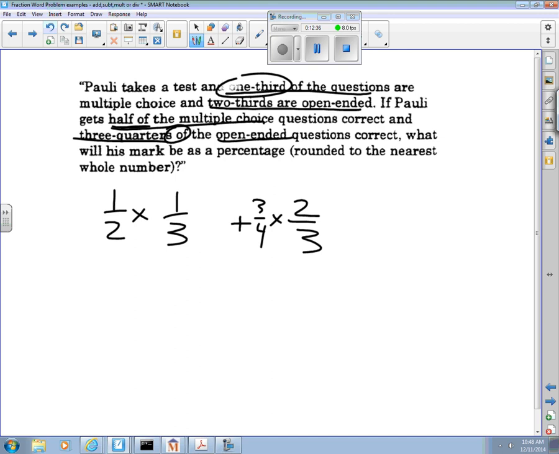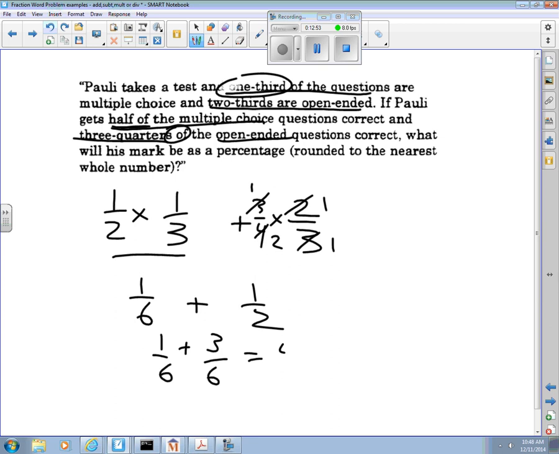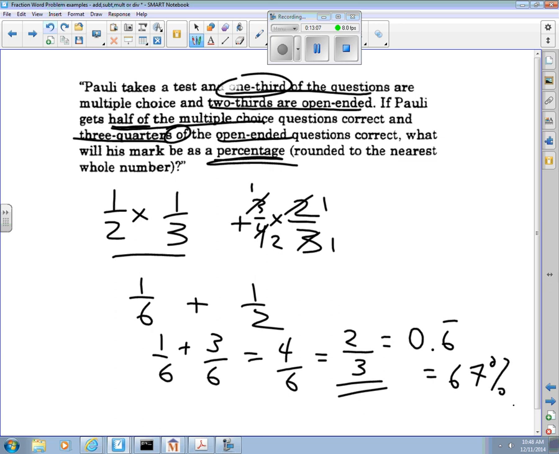Order of operations says I would do this multiply first, which is 1/6. This multiply second, which has a couple of cancels, and ends up being 1/2. Then I add the answer together. So 1/6 plus 1/2 needs a common denominator of 6, which makes 4/6, which simplifies to 2/3. But don't stop there. There is one more trick to this question. We want a percentage answer. So remember that 2/3 is 0.6 repeating, which if I rounded it is 67%.